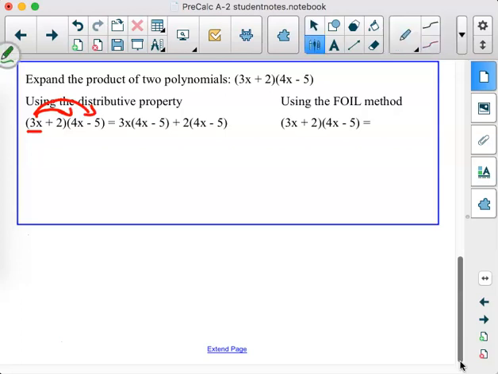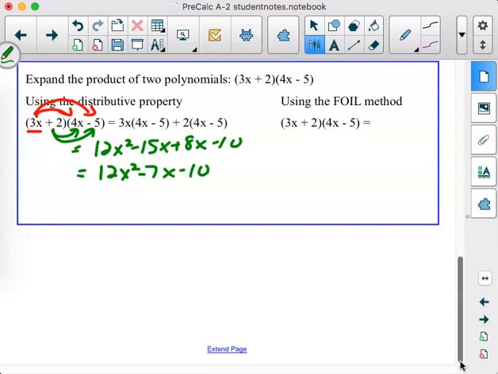And then to finish this up, I'll take a 2 times both of these back here. That would get us the result. So that would be 12x squared minus 15x plus 8x minus 10. And then we would combine like terms, so we'd have 12x squared minus 7x minus 10.